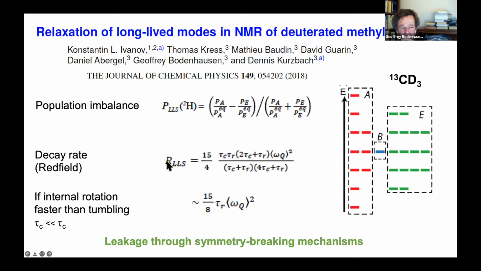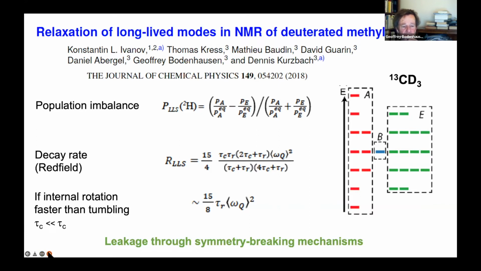And it turns out to have a rate, and this rate is a slightly messy expression, which contains both tau c, which is the tumbling time of the molecule, and tau r, which is the internal rotation time, the lifetime of the methyl rotation. If tau r is much shorter than tau c, then you can eliminate tau c from this, and you retain the fact that the long-lived state has a rate that is directly proportional to the lifetime of the rotor in any one of its positions.